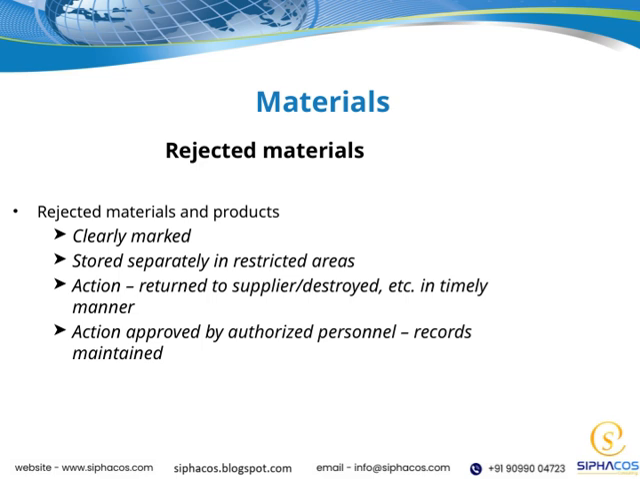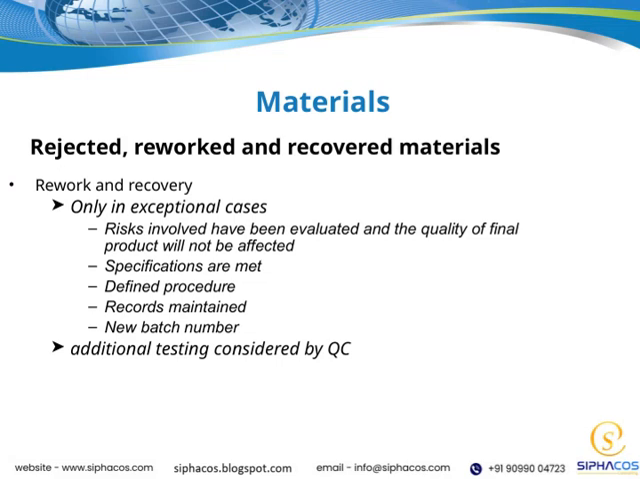When it comes to handling these rejected items, the action taken, whether returning them to the supplier, destroying them, or other measures, must be done promptly. And of course, all these actions need to be approved by authorized personnel, with proper records maintained for accountability. By following these steps, we ensure that rejected materials are managed effectively, supporting the overall quality and safety of our operations. Let's talk about rejected, reworked, and recovered materials.